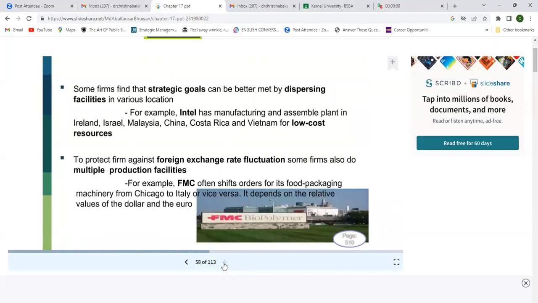Some firms find that strategic goals can be better met by dispersing facilities at various locations. For example, Intel has manufacturing and assembly plants in Ireland, Israel, Malaysia, China, Costa Rica, and Vietnam for low-cost resources. To protect the firm against foreign exchange rate fluctuation, some firms also use multiple production facilities. For example, FCMC often shifts orders for food packaging machinery from Chicago to Italy and vice versa, depending on the value of the dollar and the euro.